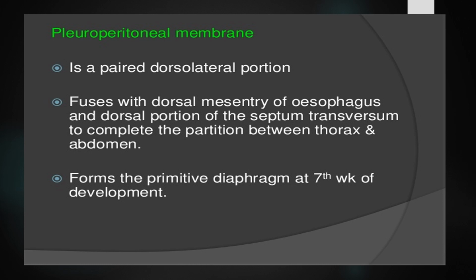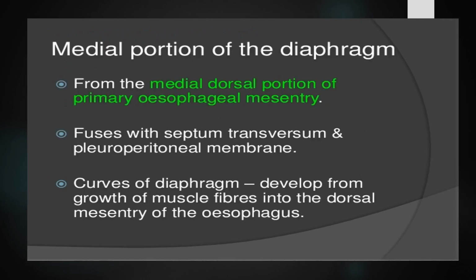The pleuroperitoneal membrane is a paired dorsolateral portion that fuses with the dorsal mesentery of the esophagus and the dorsal portion of the septum transversum to complete the partition between the thorax and the abdomen. It forms a primitive diaphragm at the 7th week.